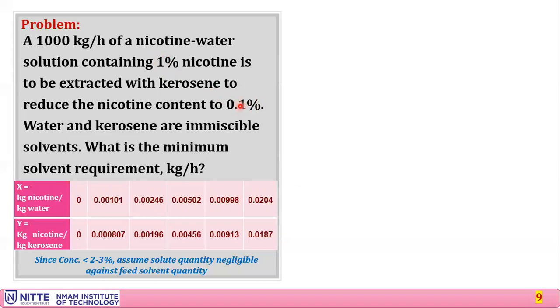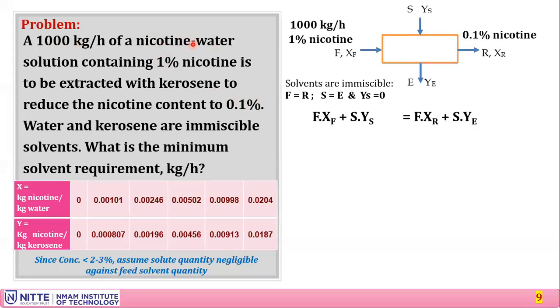That you can say it has very low percent margin of error. So considering that, you can say 1000 kg is equivalent to pure water only without nicotine. That forms the solute free basis. So we are going to use that particular concept. Now you can write a block diagram, same F, X_F, S, Y_S, E, Y_E.